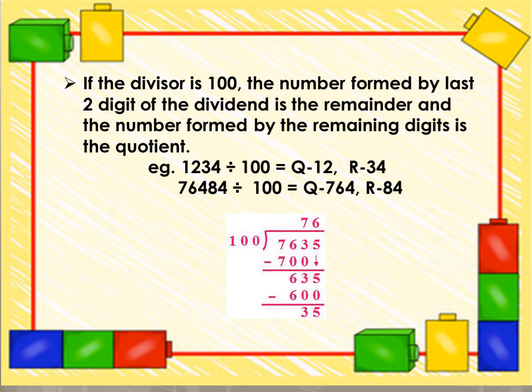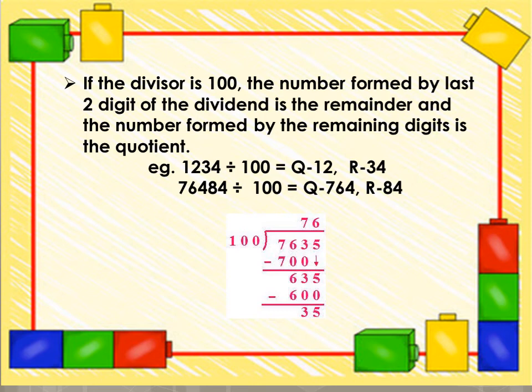If the divisor is 100, the number formed by the last two digits of the dividend is the remainder and the number formed by the remaining digits is the quotient. In the example, 1234 when divided by 100, the quotient we get is 12 and the remainder is 34. Similarly, 76,484 when divided by 100, the quotient is 764 and the remainder is 84.